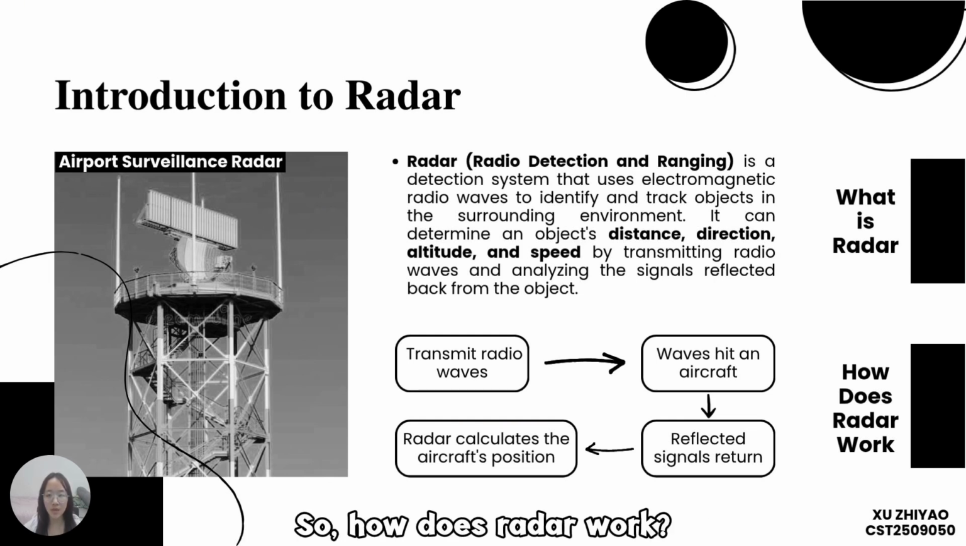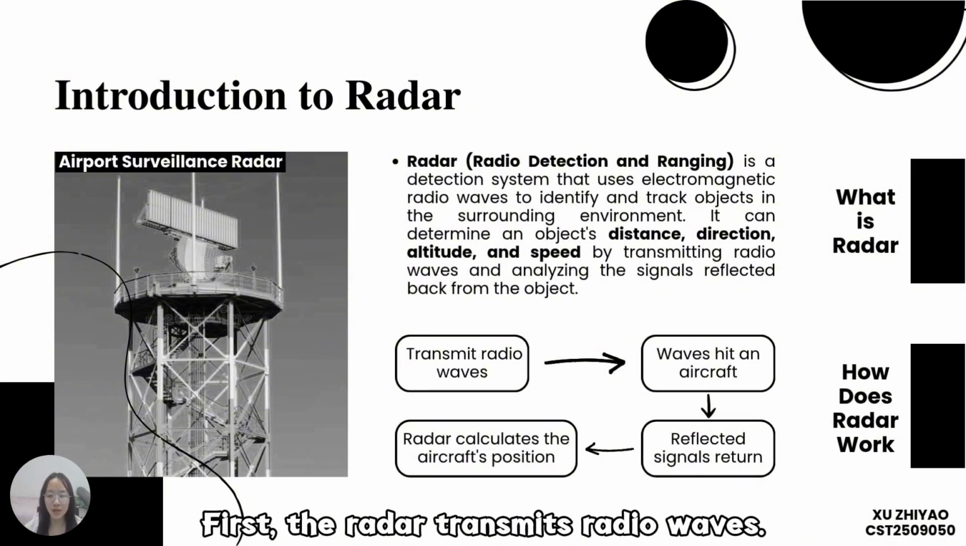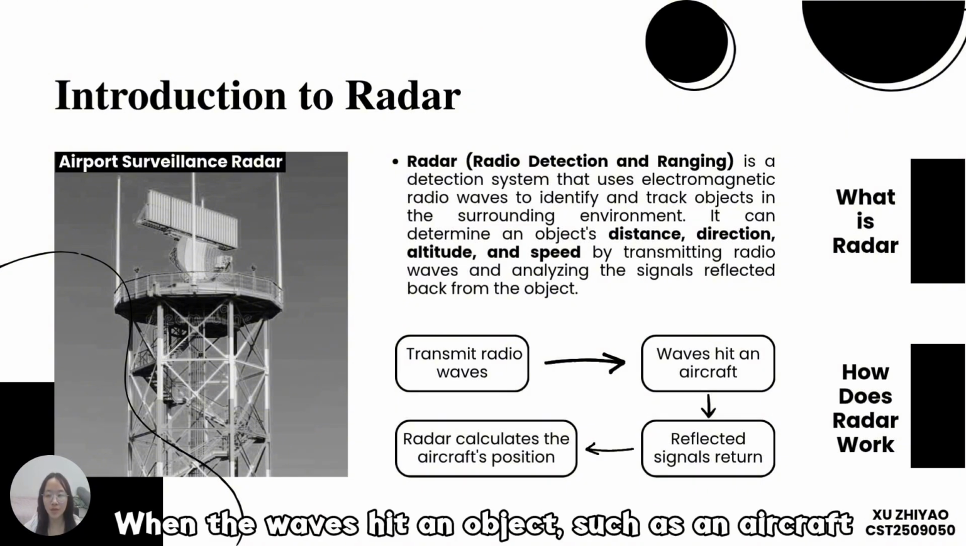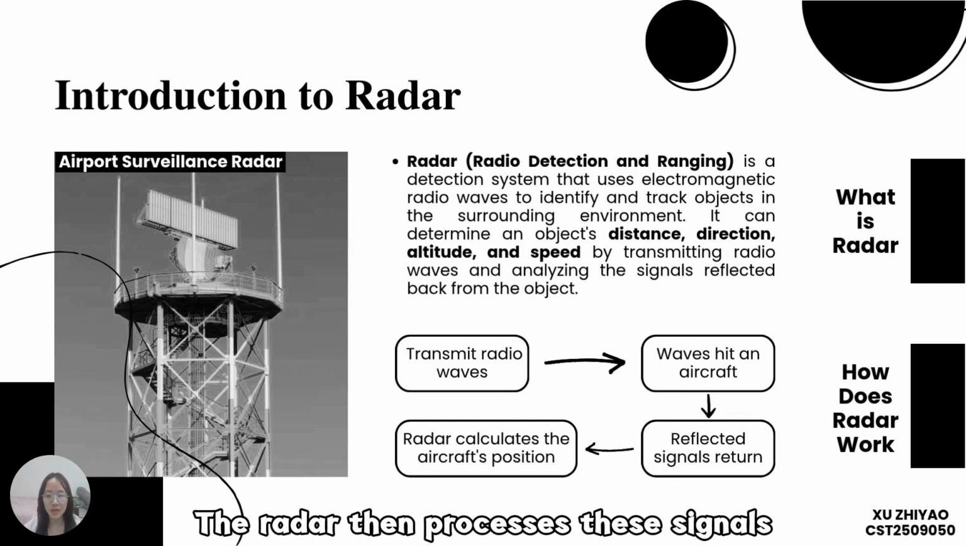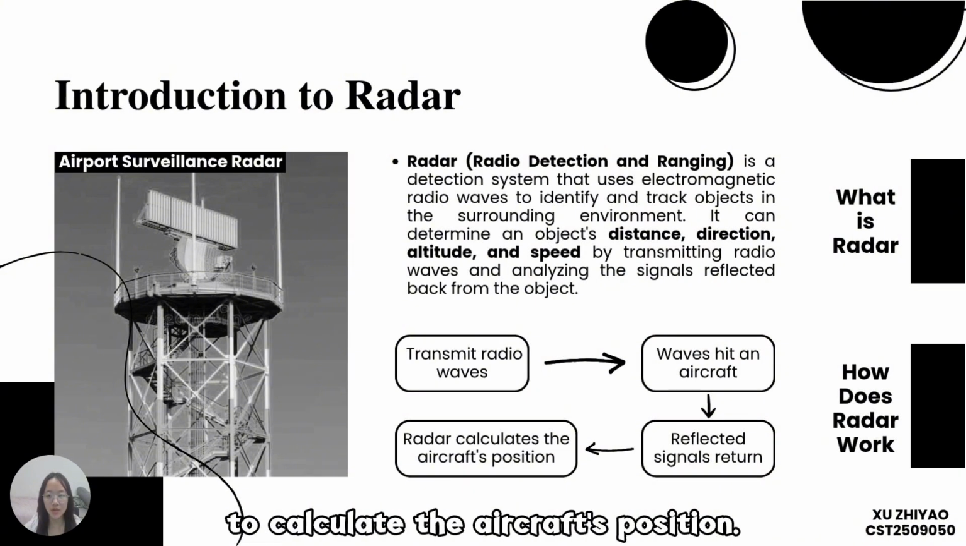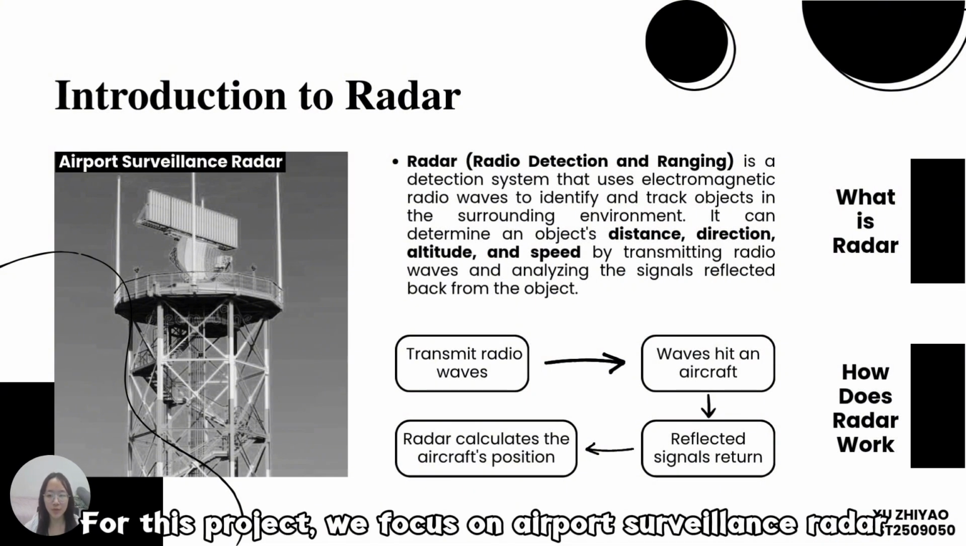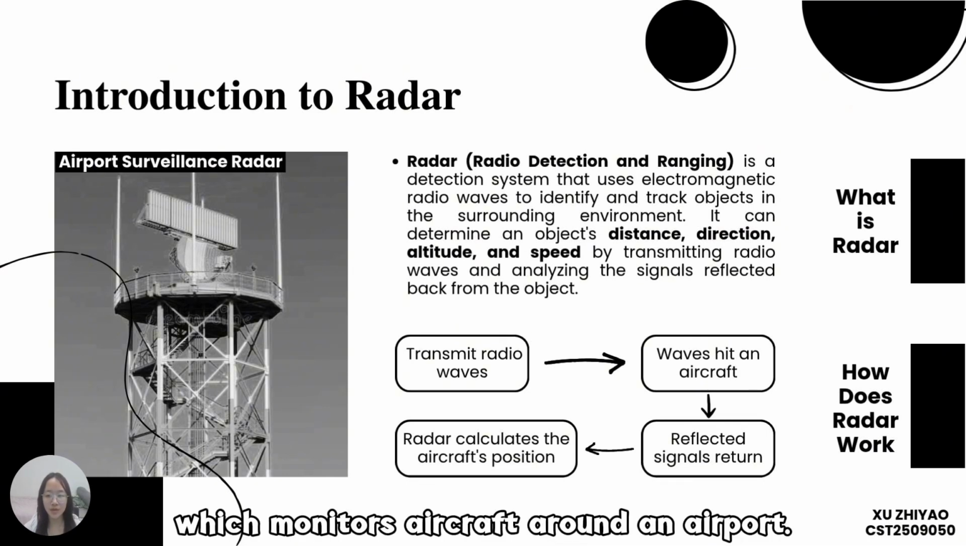So, how does radar work? First, the radar transmits radio waves. When the waves hit an object, such as an aircraft, they are reflected back to the radar. The radar then processes these signals to calculate the aircraft's position. For this project, we focus on airport surveillance radar, which monitors aircraft around an airport.